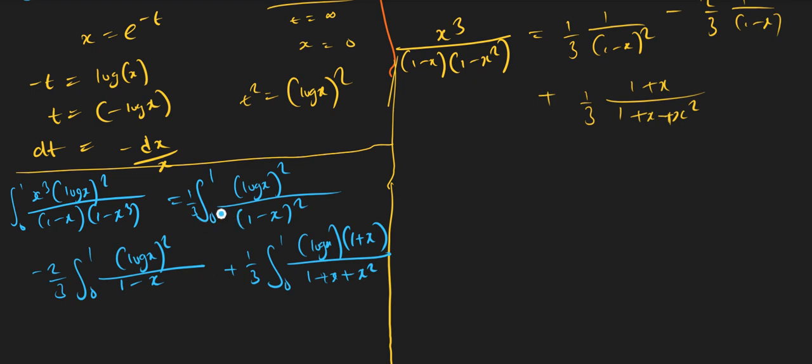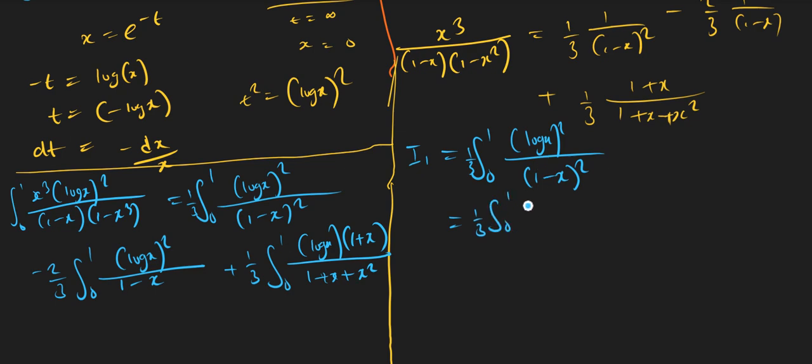Okay, what we need to do is these are three integrals. So we're going to do the first one. Let's call the first one I sub 1, to be the integral from 0 to 1 of logarithm of x all squared divided by 1 minus x all squared. Let's evaluate this integral. This is equal to 1/3 of the integral from 0 to 1. Now, we have a logarithm of x all squared.